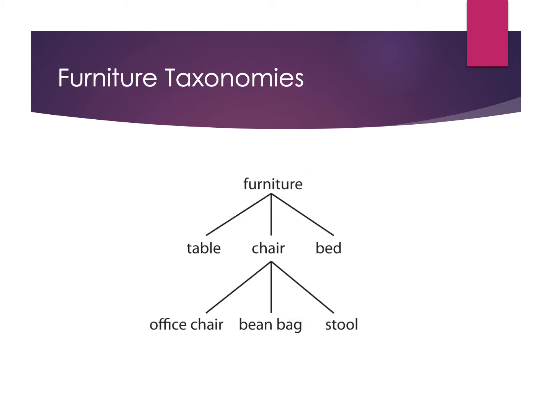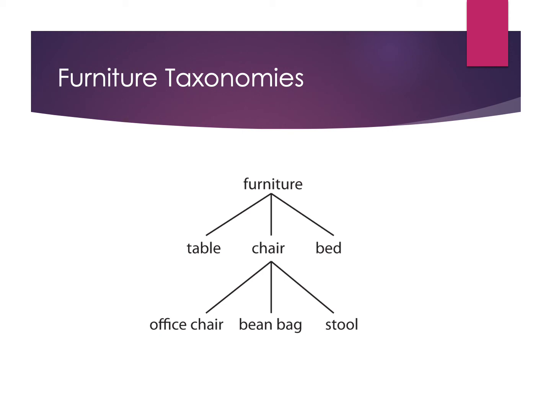We can also do things like furniture. So we can have a very broad category of furniture, but the words we're most likely to use are things like table, chair, bed. We're likely to be a little bit specific and use those basic categories, and then really only dive into the hyper-specific ones like office chair, beanbag, stool, if we're talking about a certain kind of chair, if it's relevant for that. So that gives us a little bit about taxonomies.